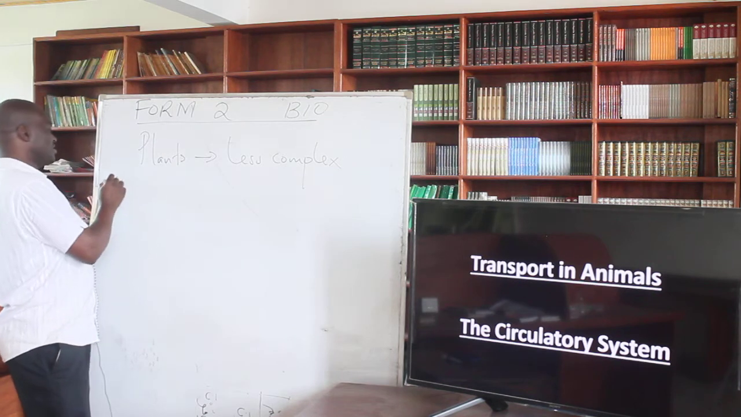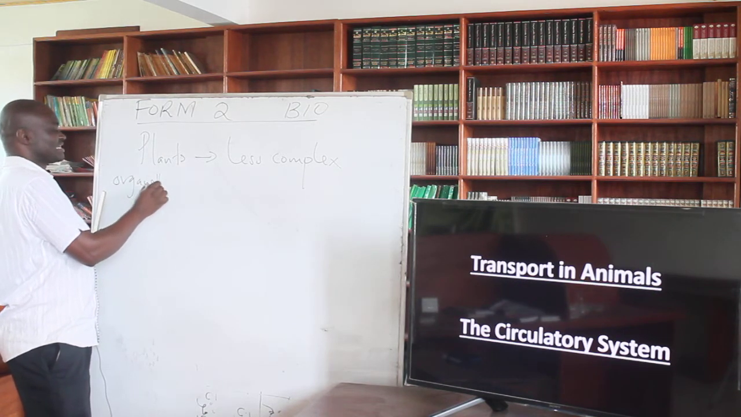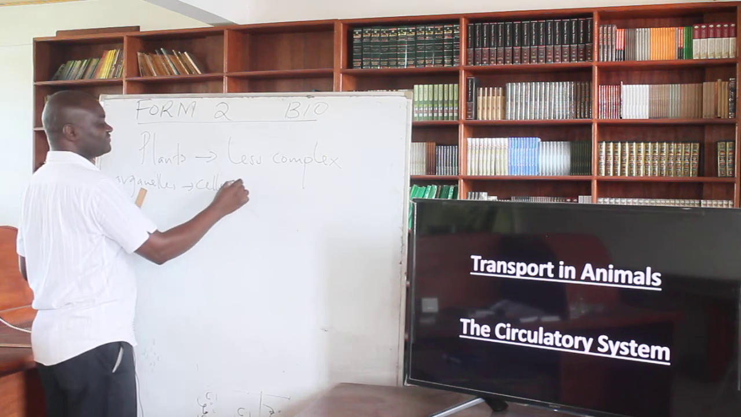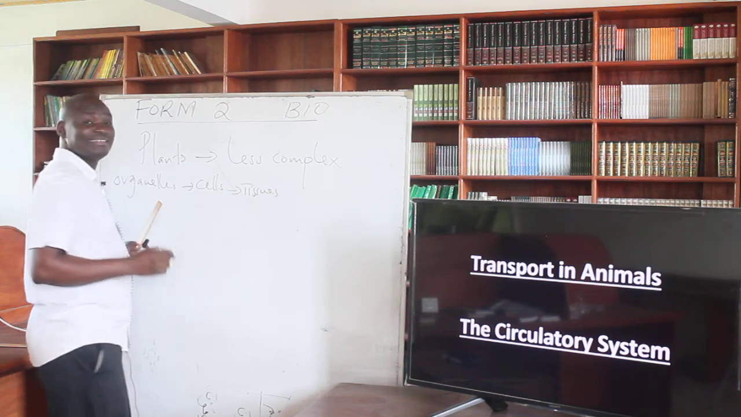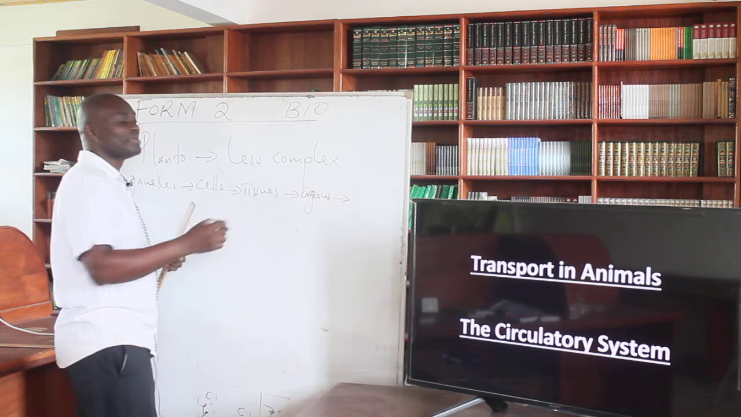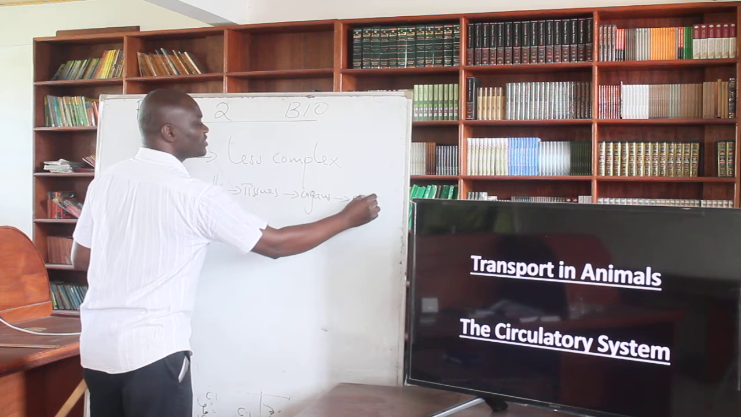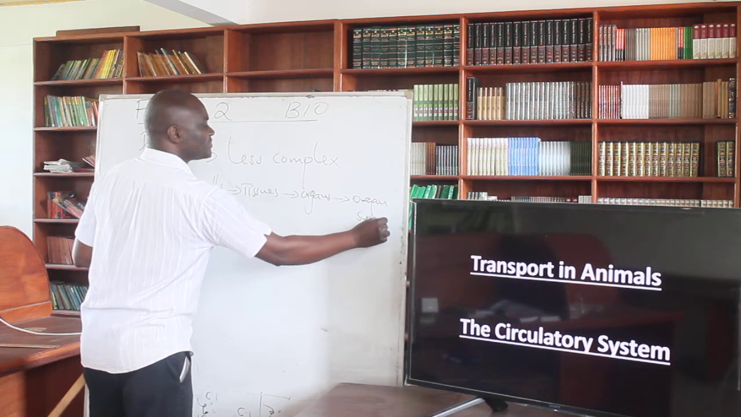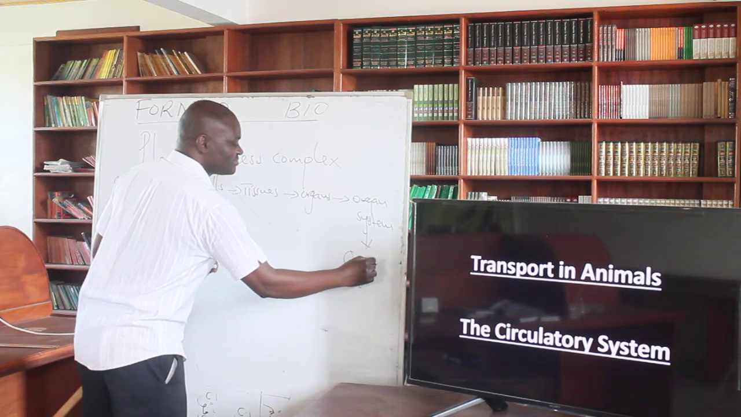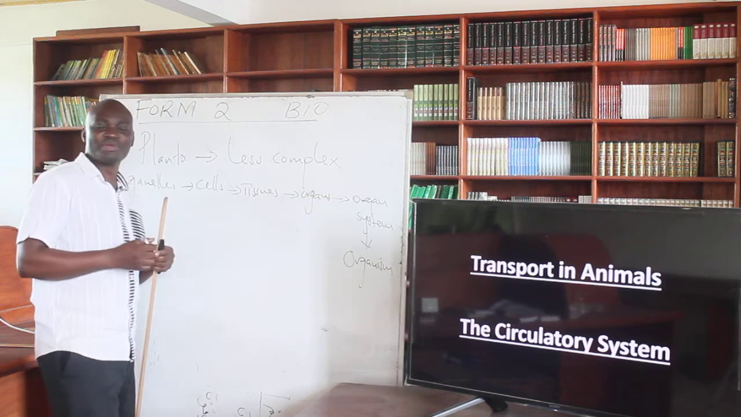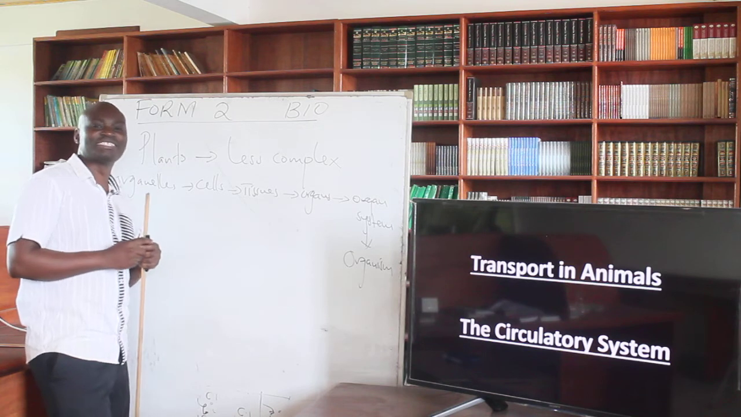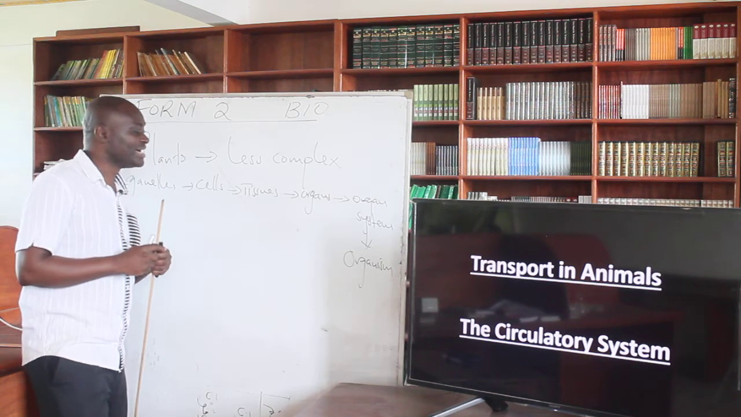Like in Form 1, we talked about organelles forming cells, cells forming tissues, tissues forming organs, and organs forming organ systems. Organ systems form an organism. So being an organism, you are made up of organ systems: circulatory system, digestive system, excretory system.